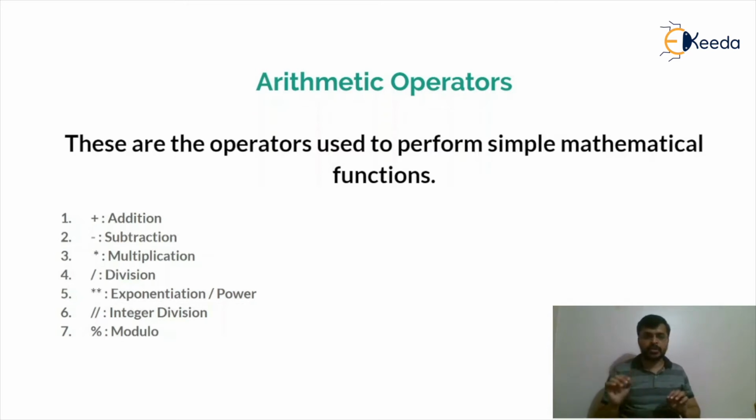symbol, which is used for carrying out addition, minus symbol or hyphen is used to carry out subtraction, star or asterisk is used for multiplication, forward slash is used for division. There are three more arithmetic operators, which is two asterisks, which is used for exponential or power. The double forward slash is used to perform the integer division, and percent symbol is used for modular operation. So now let's see each one of those in working.